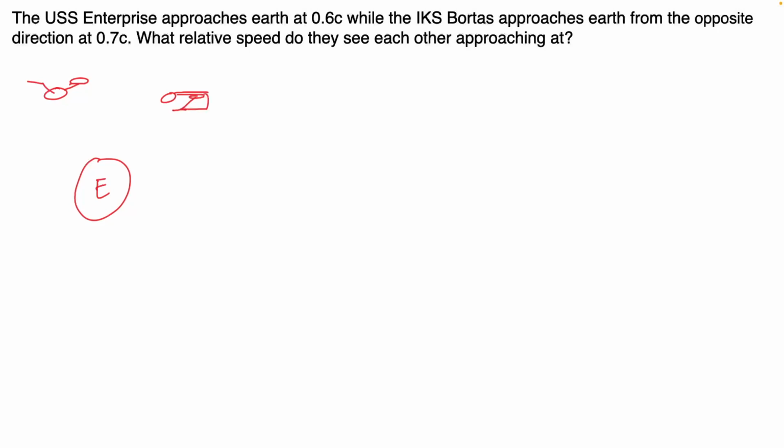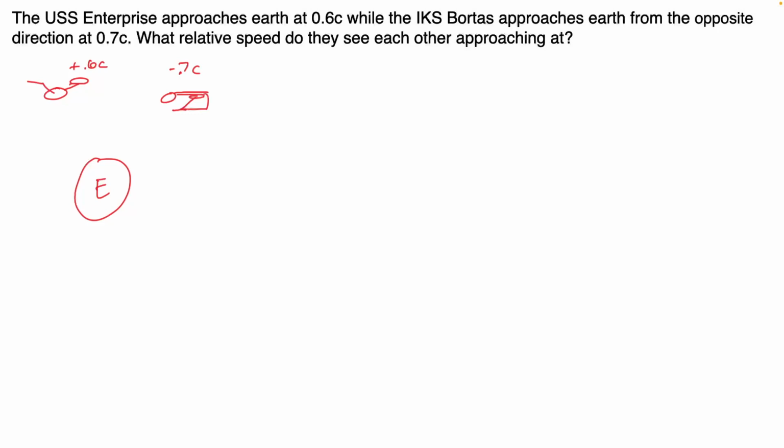I can do my Star Wars or my Star Trek clip art. Okay, and so let's see. If we say that the Enterprise is going to the right, and we call the right positive, we'd say plus 0.6c. So what does that mean we have to write down for the Bortas if it's moving the opposite direction? Yeah, you got to be careful with your signs here.